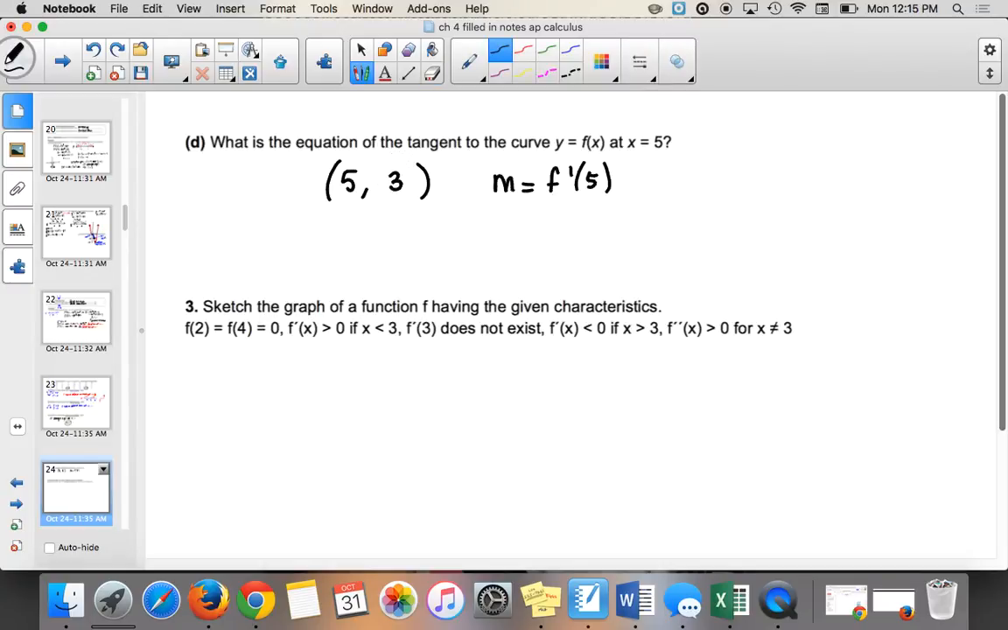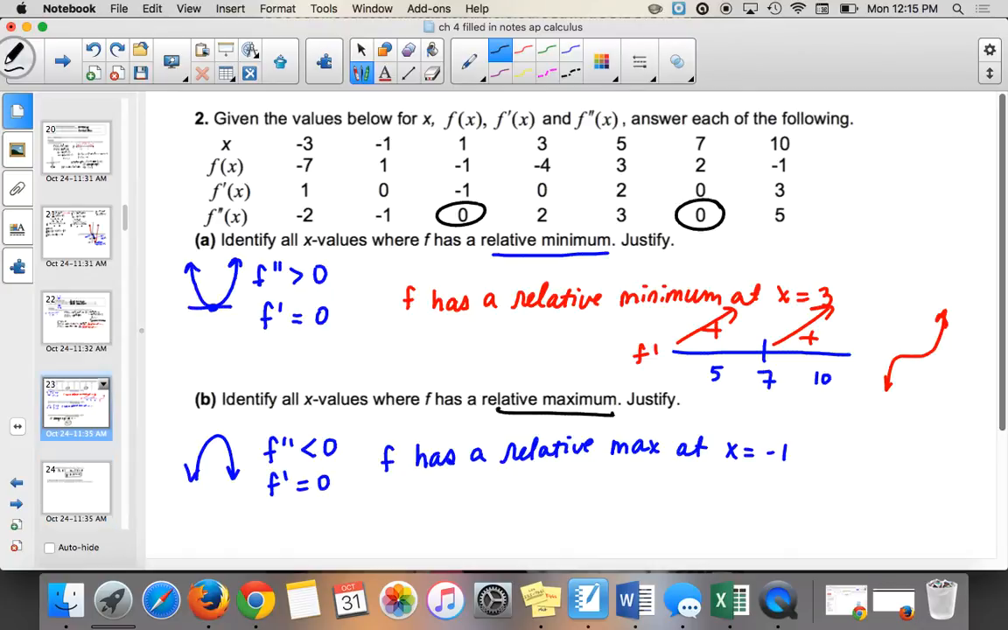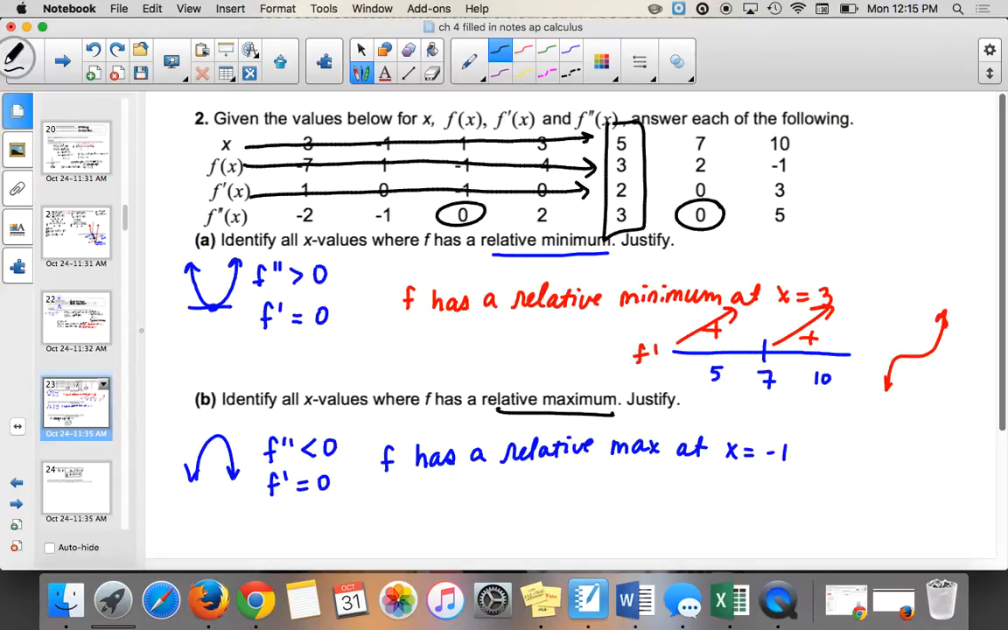And then I'm going to have f prime of 5 is 2. So I do y minus 3 equals 2 times x minus 5, like that. How do you find the 3? How did I find the derivative? I looked at my chart. I went to 5. Here's the column for 5, and I have f of 5 is 3. The x value is 5, and then f prime of 5 is 2. So I'm looking for all those values.